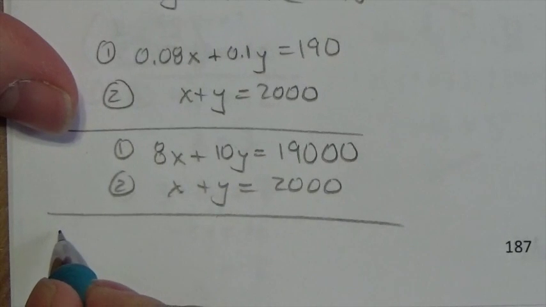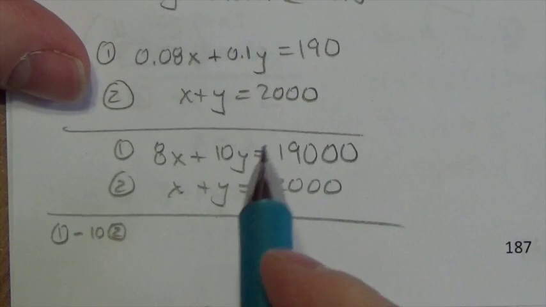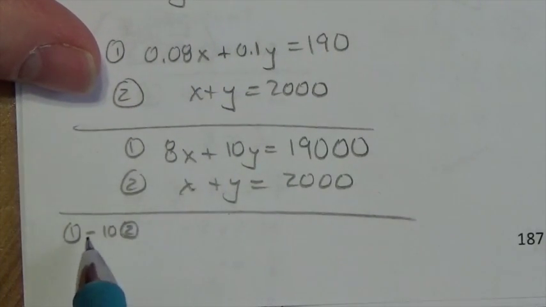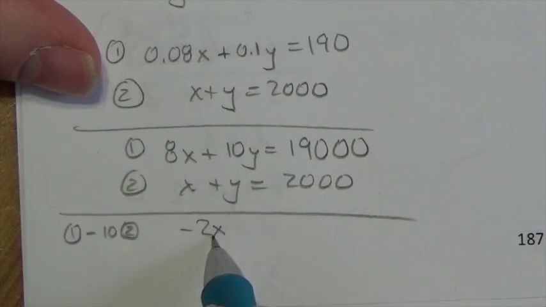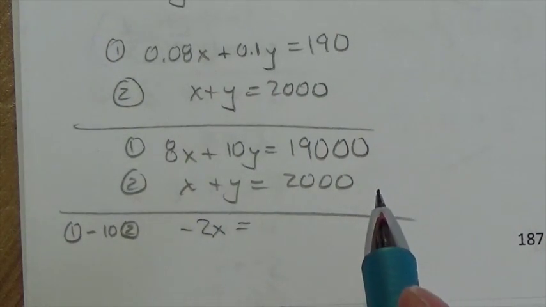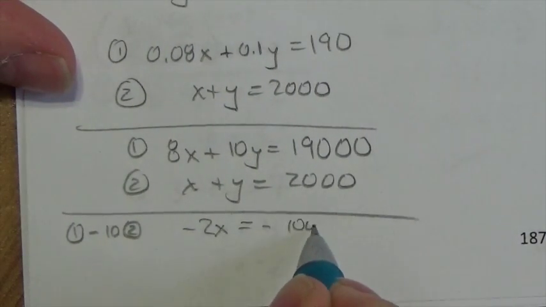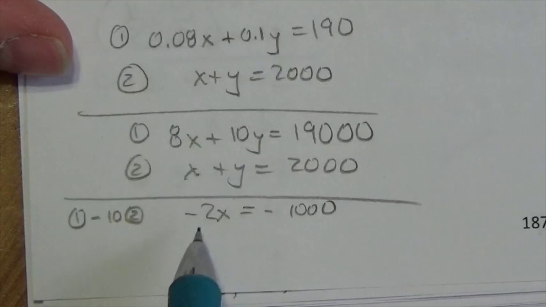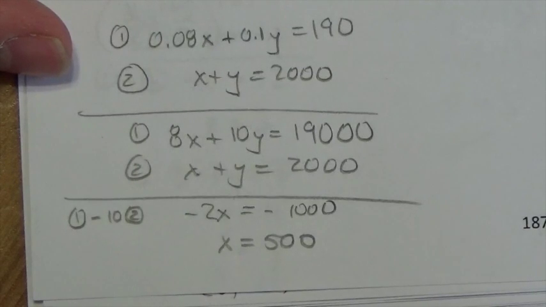Let's do that. So we're going to take equation 1 and we're going to subtract 10 times equation 2. So 8 minus 10 times 1 is just going to be 8 minus 10. So negative 2x is equal to, now remember 10 minus 10, that's going to go to 0. And I'm going to get 19,000 minus 10 times 2,000. And I'm going to get negative 1,000 right there. And divide by that negative 2, I'll get x is equal to 500.